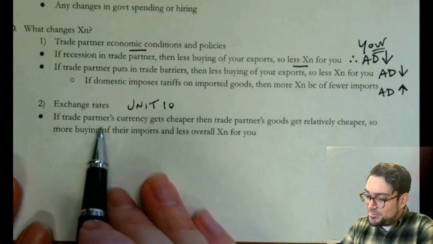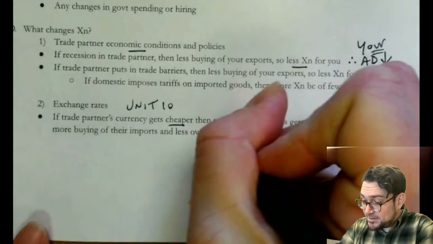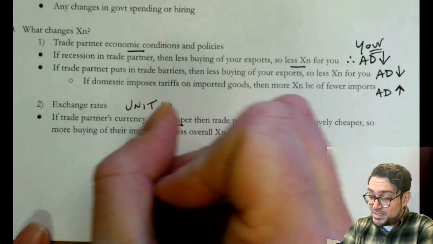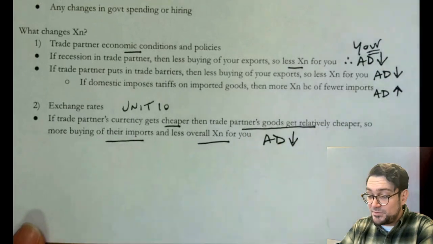And so if your trade partner's currency gets cheaper, as I just said, then their goods get relatively cheaper. That would lead to buying more of their imports and less overall aggregate demand. And so your aggregate demand would fall.